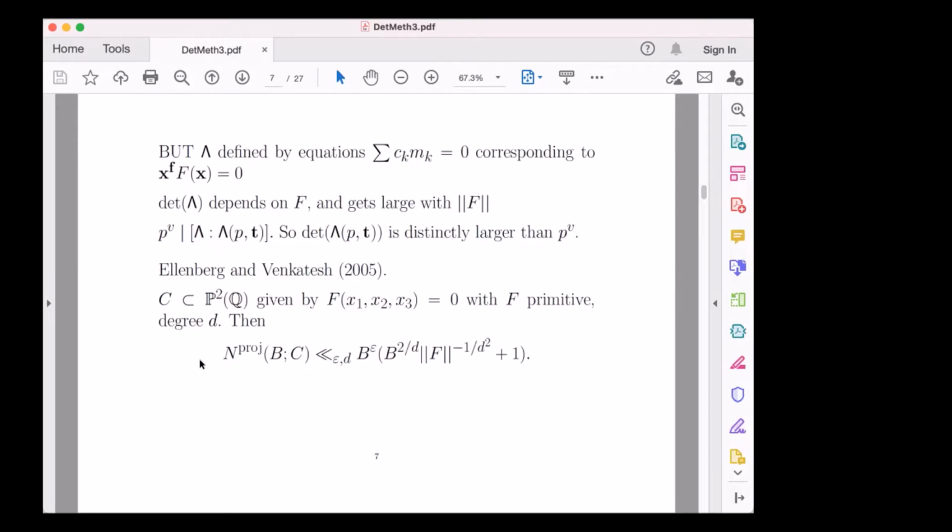And this formulation leads to the following result due to Ellenberg and Venkatesh in 2005. And one can prove things for higher degree varieties, higher dimensional varieties, but this is what happens for a projective curve. If you have a projective curve given by f equals 0 with a primitive integer form f of degree d, then the projective count of points is not just b to the 2 over d as we saw before, but you get a saving depending on the size of the coefficients. You save norm f to the minus 1 over d squared.